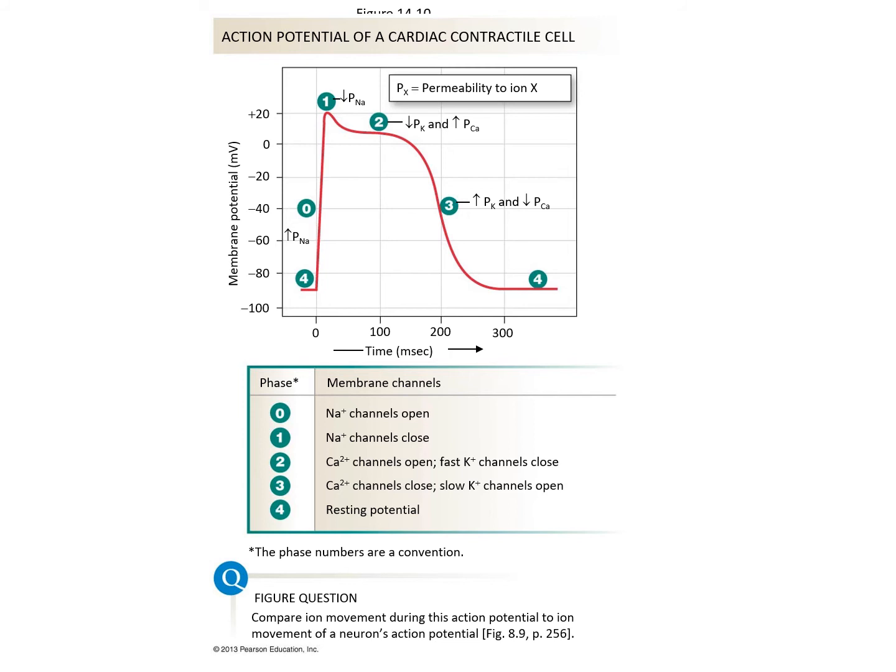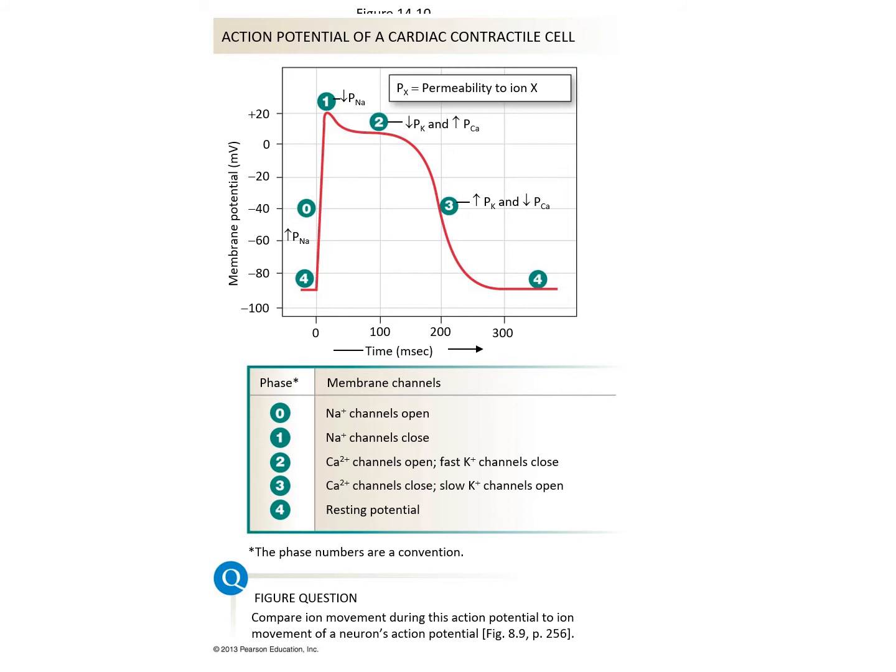First, it's going to start at phase 4, which is resting potential. We start and end at phase 4, so it's not to be confusing, but this is simply going to be the resting membrane potential of negative 90 millivolts. We then go through phase 0. Here, phase 0, sodium channels will open. The voltage-gated sodium channels will open and the cell depolarizes.